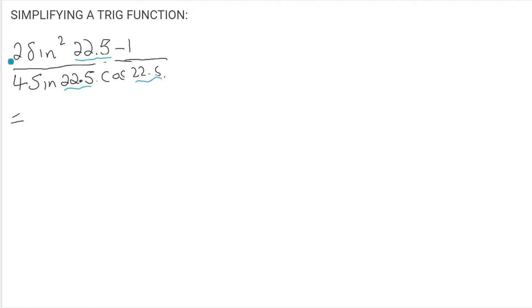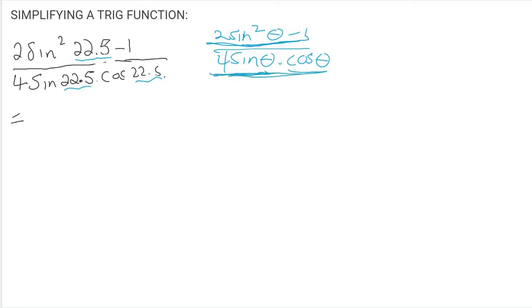So if we can write it neatly, it's something like 2 sine squared theta minus 1, and then also this is 4 sine theta, and then cos theta. Sorry, that's not 2, that's theta. So now, what do you know about this identity? What do you know about this if it's written like this?